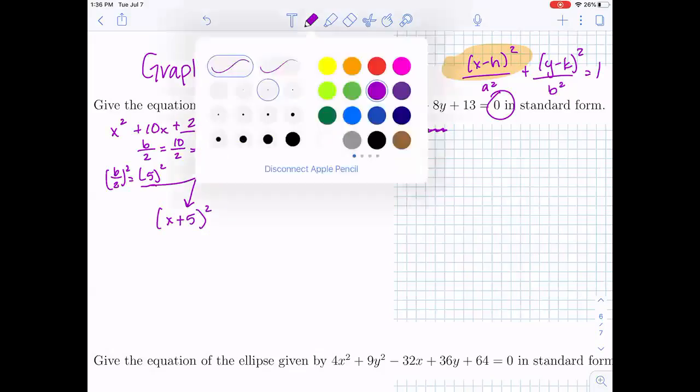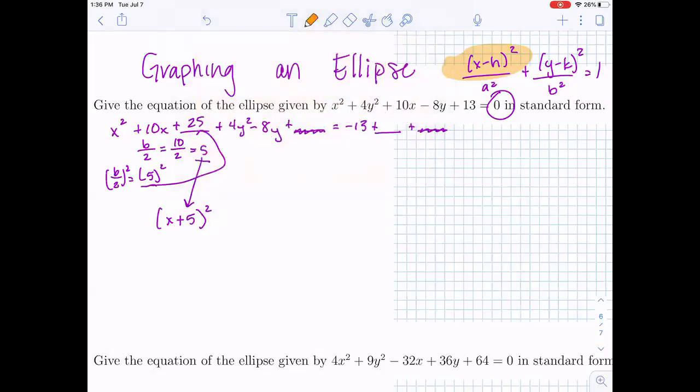Now, if you do this, x plus 5 squared, that's x plus 5 times x plus 5, which is x squared plus 5x, first, outer, inner, last, that is x squared plus 10x plus 25, which is what we wanted. So we have worked that in such a way that we can write that as a perfect square. But because I added 25 to the left-hand side, I need to add 25 to the right-hand side.